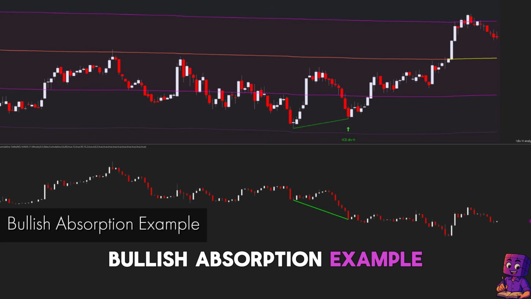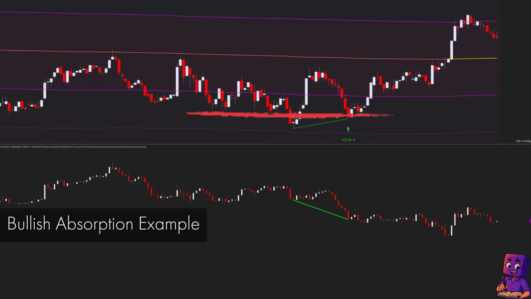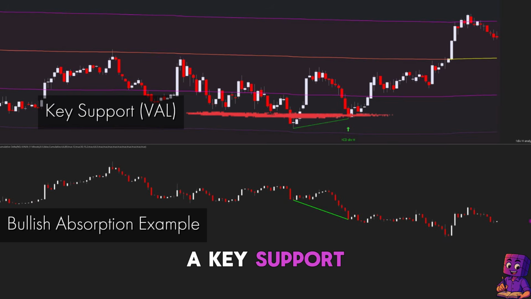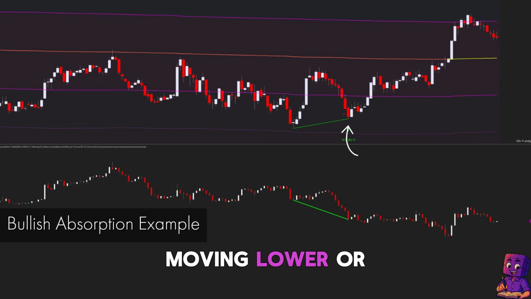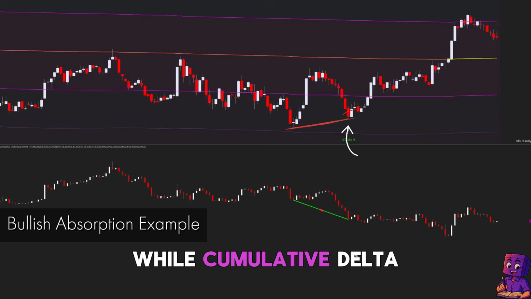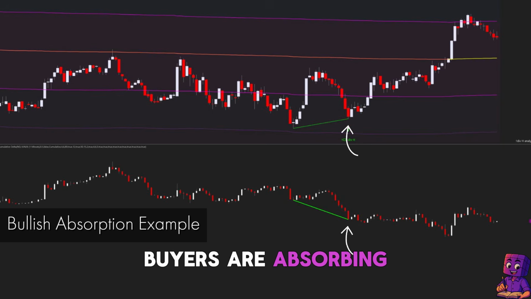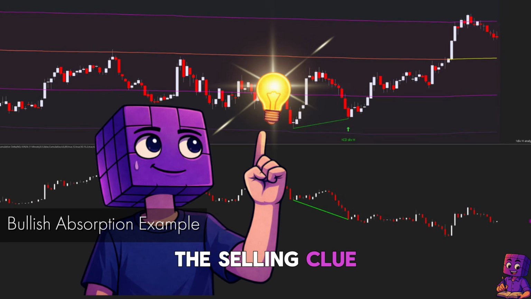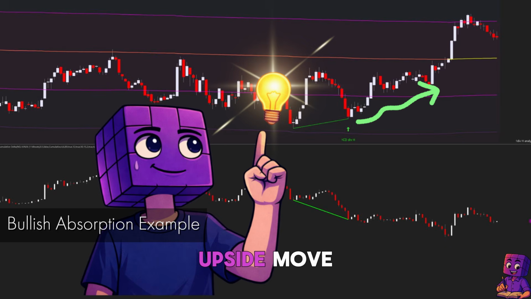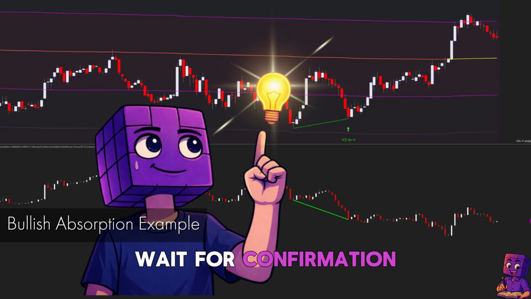Bullish absorption example at key support. What you see: price is at a key support zone, VAL. Price is not moving lower, or it's even making higher highs, while cumulative delta continues to drop. What it means: sellers are still aggressive, but they can't push price down. Buyers are absorbing the selling. Clue: the market may be preparing for an upside move, but you still wait for confirmation.